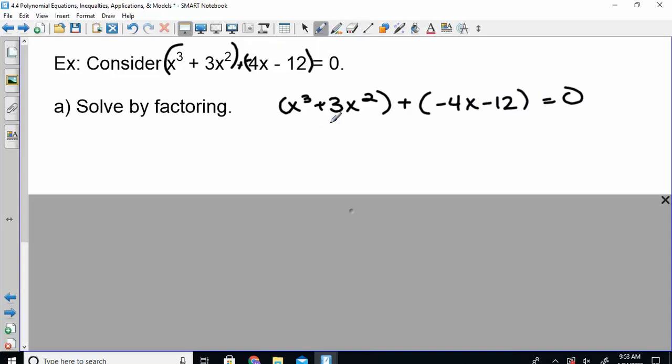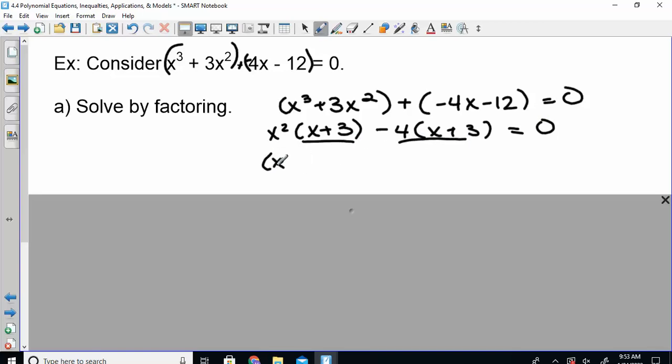So then, how would you factor? x squared. And that leaves you with x plus 3. And the second one? Take out -4. Yeah, we're left with x plus 3. And remember, grouping works if these have that same parenthesis in common. So now you can take out the x plus 3, and we have the x squared minus 4.